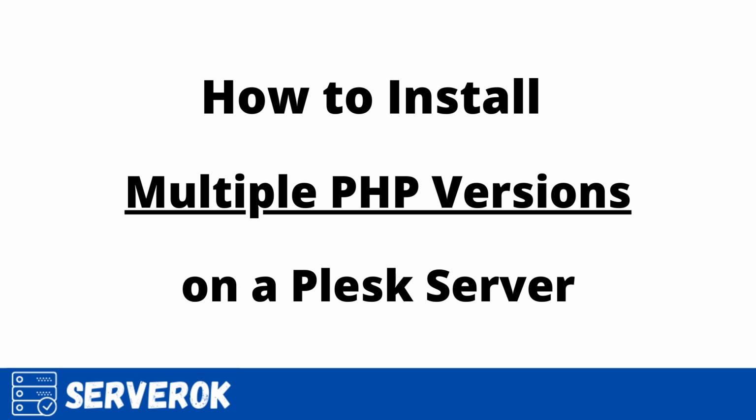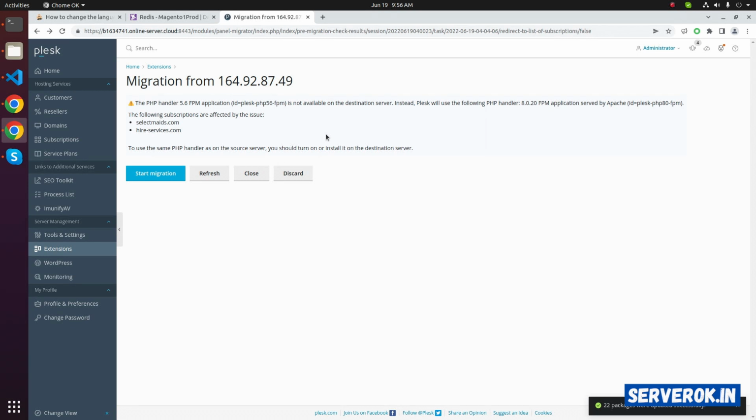In this video, I will install PHP on a Plesk server. I was migrating a website from another Plesk server using Plesk migrator and I got an error related to the PHP version. The source website is using PHP 5.6 and this server only has PHP 8 available. So we will install other PHP versions on this server.